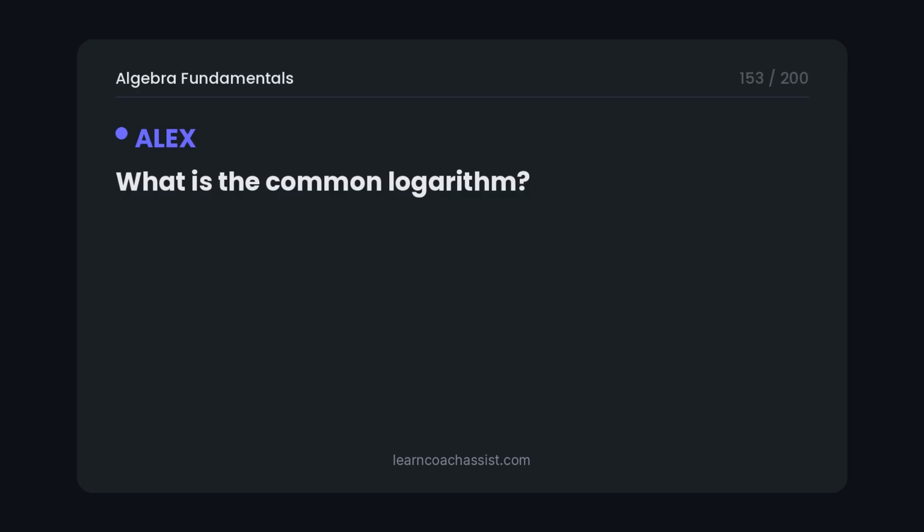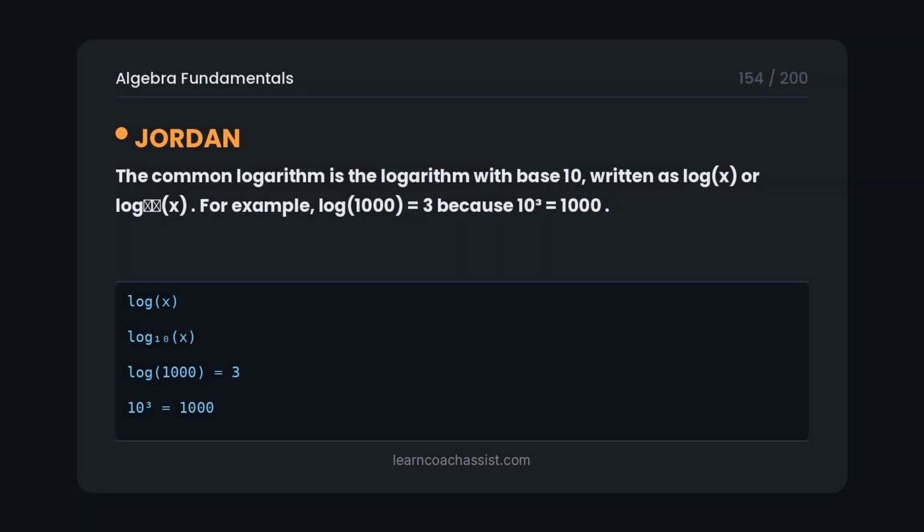What is the common logarithm? The common logarithm is the logarithm with base 10, written as log x or log_10 x. For example, log 1000 equals 3 because 10^3 equals 1000.